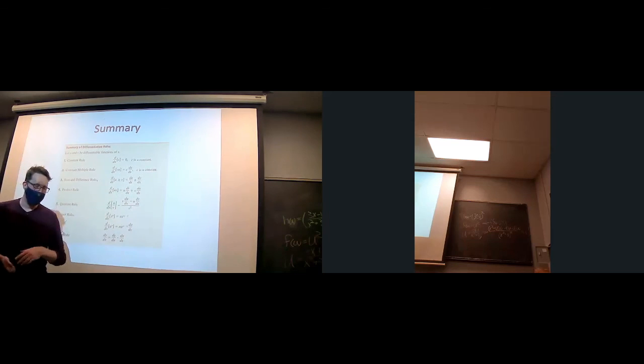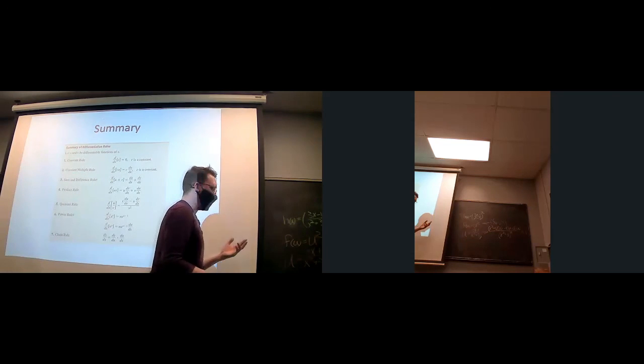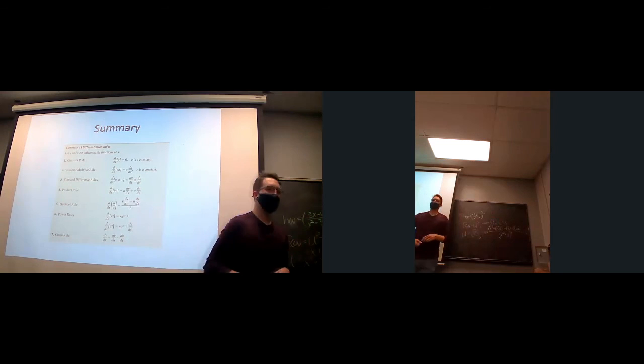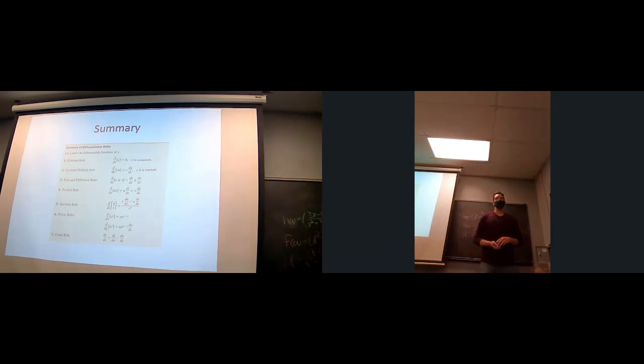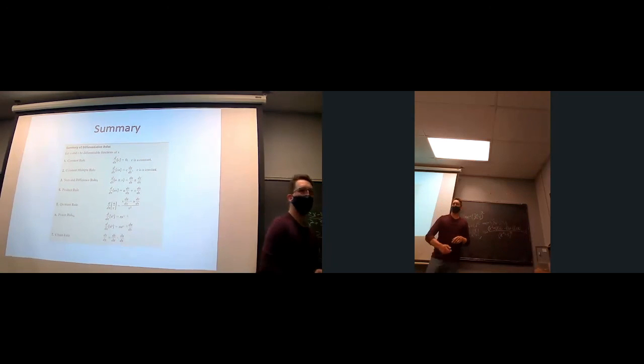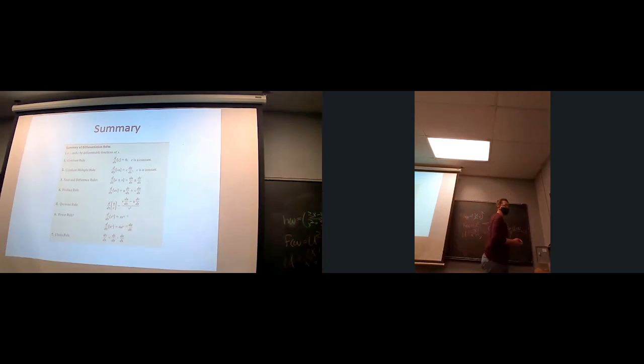It's going to be, like they say, f times the derivative of g plus g times the derivative of f. And then after that, the quotient rule. High D low, low D high, all over the square of what's below. The power rule. And of course, everyone's favorite, the chain rule.